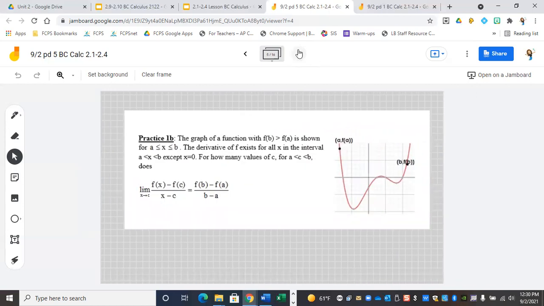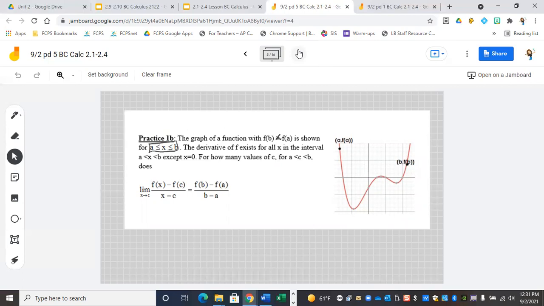So similar type of question, it's a graphical approach. Here again, they're telling you that f of b is greater than f of a. I think that's a typo, that should be less than. You can clearly see that f of b is less than f of a. Again, we have this closed interval going from a to b. Again, they're telling us that the derivative exists for all x in the interval, except where x is equal to 0.